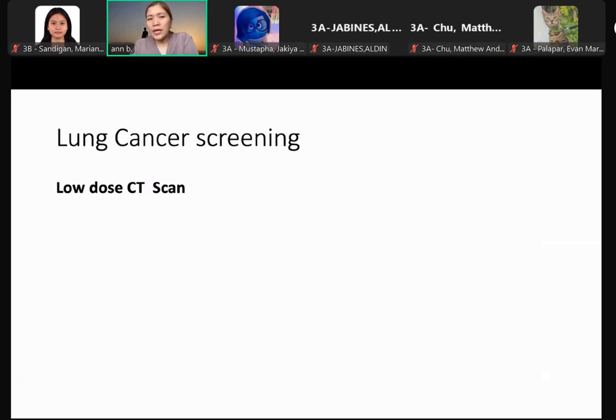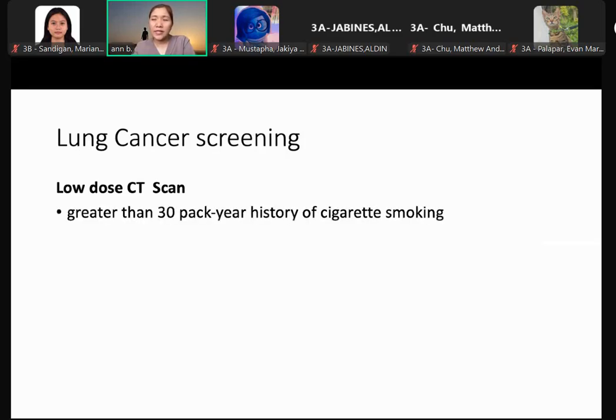So low dose CT for lung cancer screening, again, we don't have a good lung cancer program here in the Philippines, but in other countries they have a very good lung cancer screening program. So they have this low dose CT scan. Even here in the Philippines, only the Lung Center or other higher centers in Manila have it. I don't know in Cebu, maybe they have the low dose CT scan already.